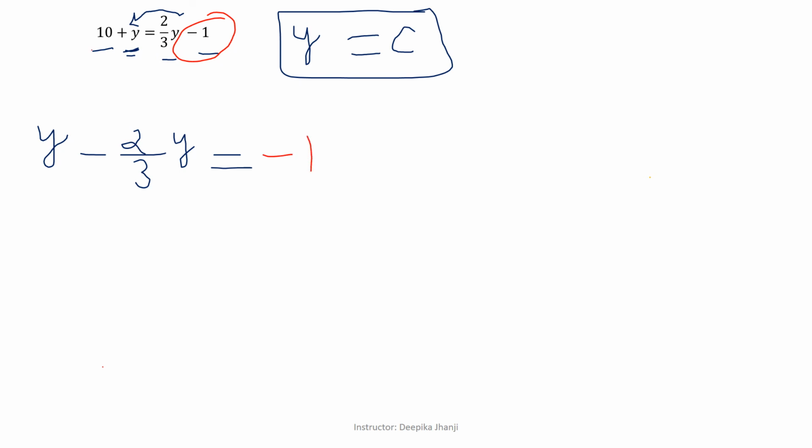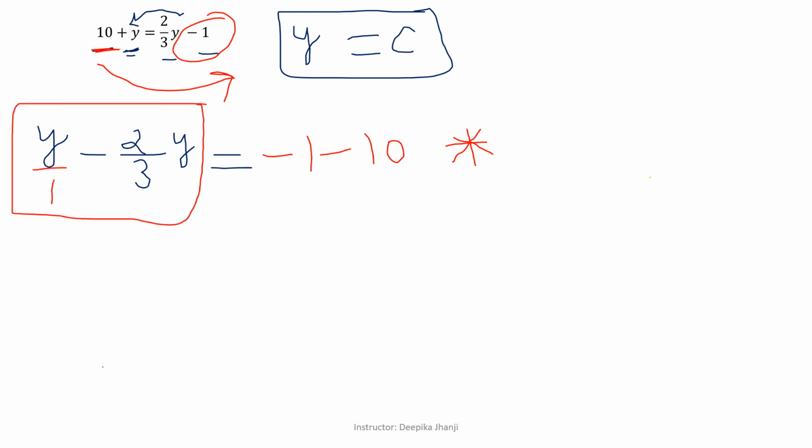When you bring 10 to the opposite side, it changes sign. So this becomes negative 10, right? This is your star step where you combine all the like terms and you change the signs of the terms if you move them to the opposite side. Now it's time to take the LCM. y means y upon 1. Now to solve the fraction on the left hand side, you will consider the LCM of 3 and 1, right? Which is 3.